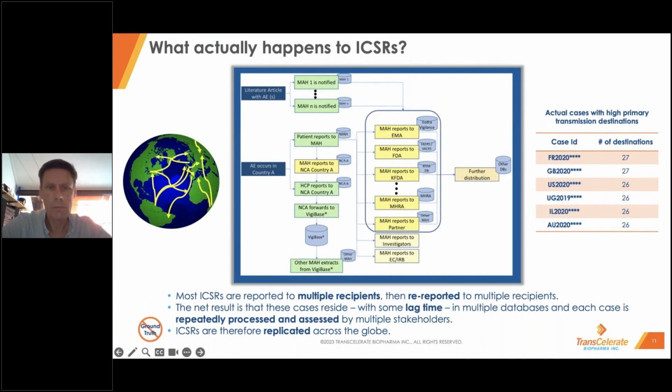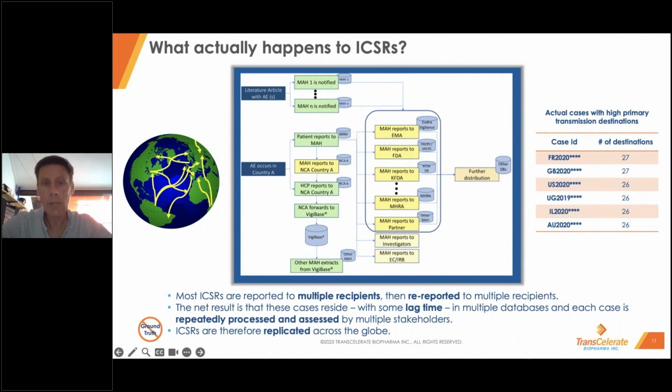That is the basis of an ICSR. That can go different ways. If you follow some of the arrows, it could take multiple pathways. The patient experiencing the AE, the adverse event, could report that directly to the MAH, the company, the marketing authorization holder, who is then usually obliged to report it to the national competent authority in that country.